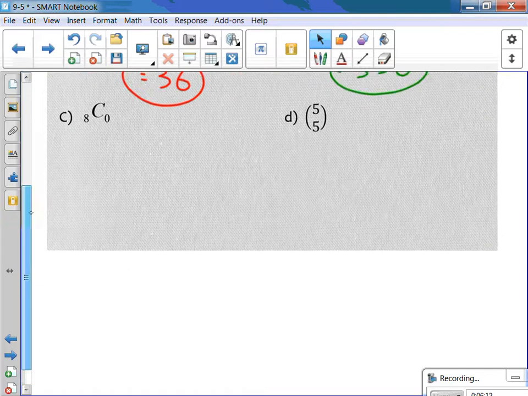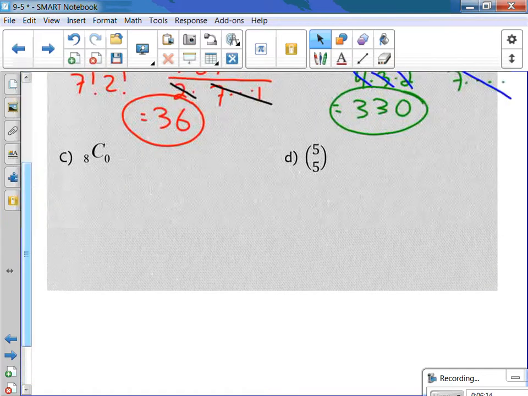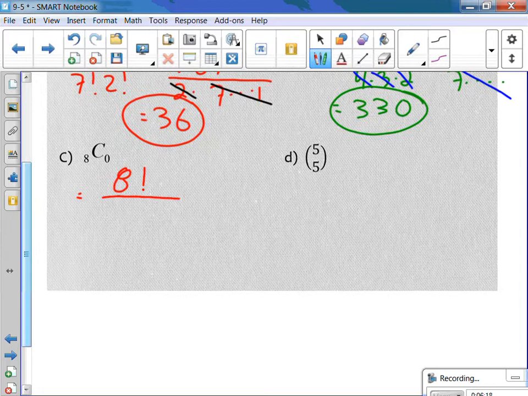For C, we have 8 choose 0. So I have my 8 factorial over 8 minus 0 factorial, which is just 8 factorial, times 0 factorial. Again, 0 factorial is just 1. So we have our 8 factorial over 8 factorial, which just gives us 1.